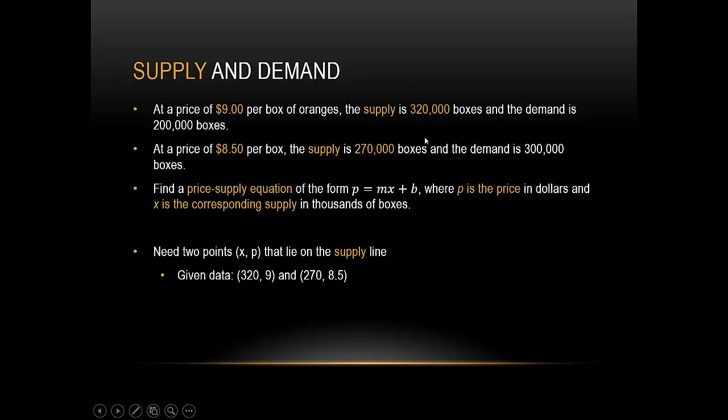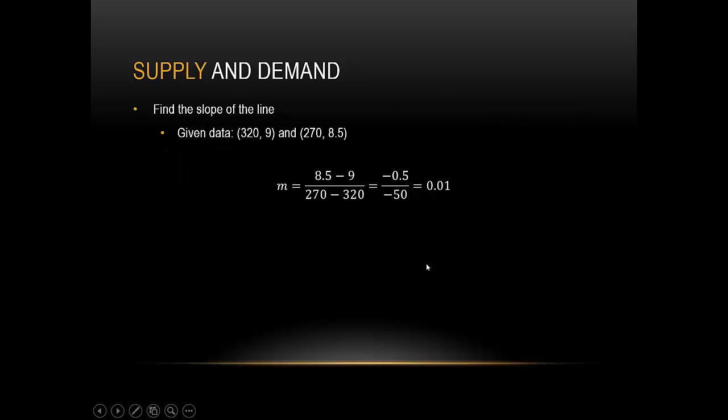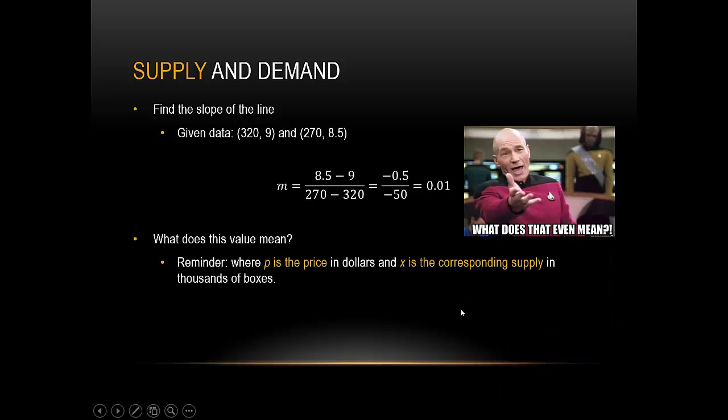So notice there's other information that I'm not using on this part. Well, if I have two data points, I have paired data, and I know I need to come up with an equation, and I know I need a slope, then probably I'm going to take those two data points and find a slope. So that's my first step.